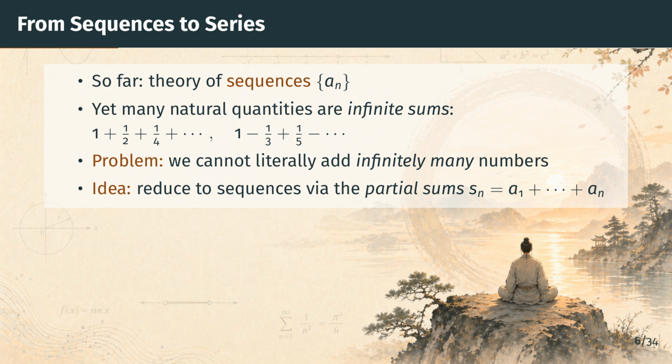The classical idea, going back to Cauchy, is to reduce the problem to one we already understand. Instead of asking for the infinite sum directly, we form the partial sums. S sub 1 is just a sub 1. S sub 2 is a sub 1 plus a sub 2. S sub 3 is a sub 1 plus a sub 2 plus a sub 3, and so on. That gives a sequence of perfectly ordinary finite sums, and we ask whether this sequence converges. If it does, its limit is what we call the sum of the series. That is the definition we make precise next.